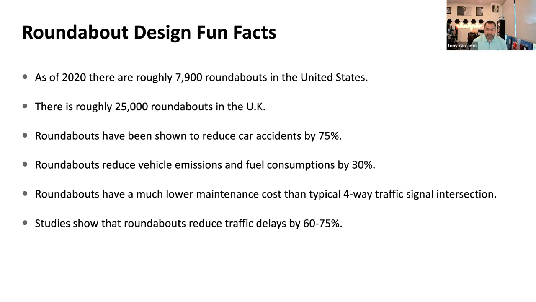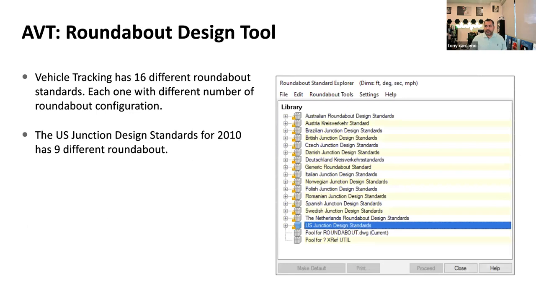And the last one, studies show that roundabouts reduce traffic delays by 60 to 70%, which is pretty amazing if you think about it. If everyone understands how to drive through a roundabout, traffic will continue flowing. All right, questions so far about some of these fun facts? I was really surprised about the traffic delays. I thought it was going to be 25, 30%, but 60 to 75% based on studies, it's pretty amazing.